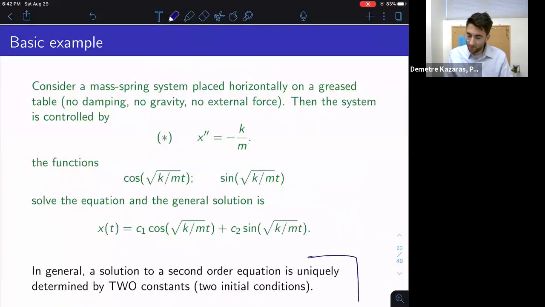Okay, and let me just say that there's a general phenomenon that we see here. So first of all, we're getting sines and cosines. Second of all, we're getting two quite different looking functions that solve the equation.